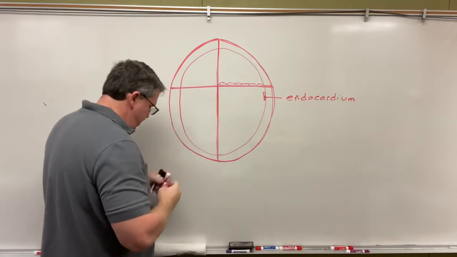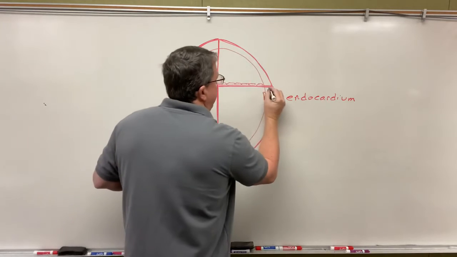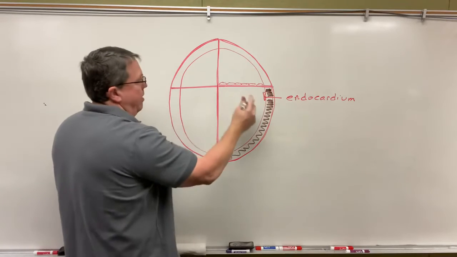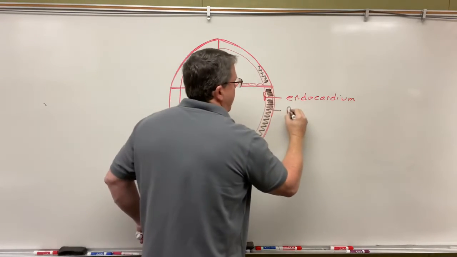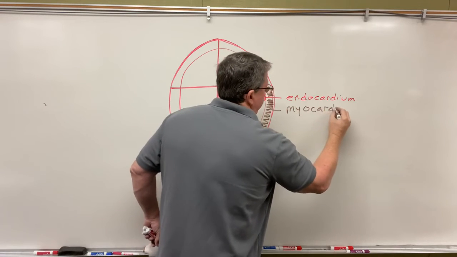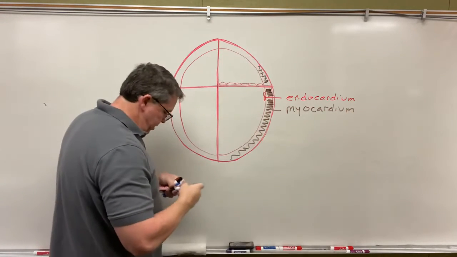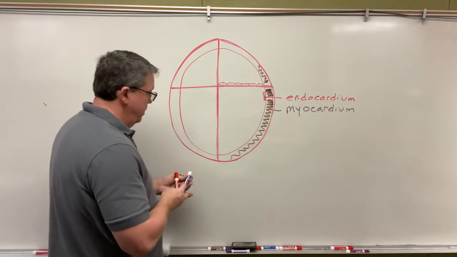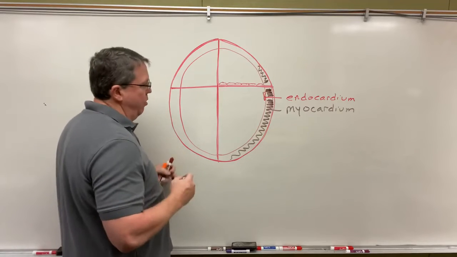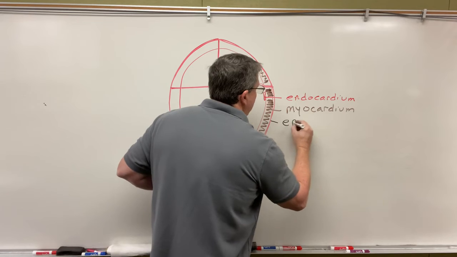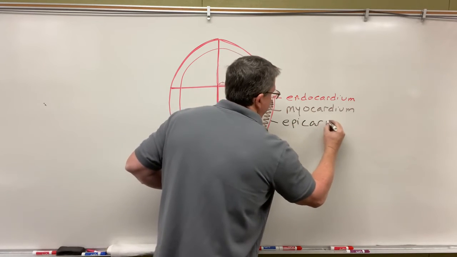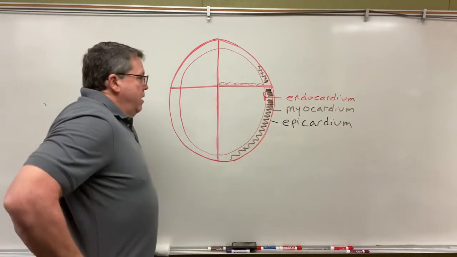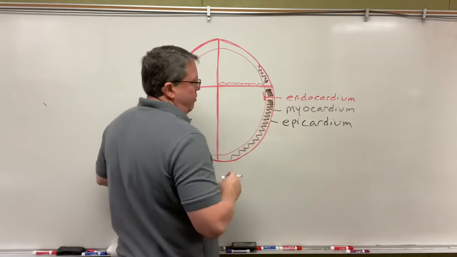Then the next layer is going to be full of muscle. I'm not going to draw the muscle going all the way around the heart, just imagine it does. But this is called the myocardium. Okay? And then on the outside, you have a last layer, which is called the epicardium. So it's the outermost layer. Here, rheumatic fever can actually affect all three of these layers, okay? And if it does affect all three of these layers, we call it pancarditis.